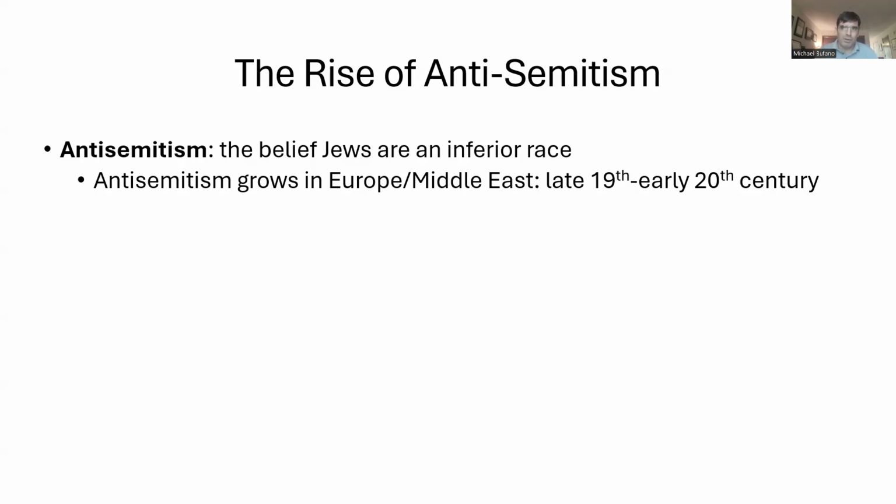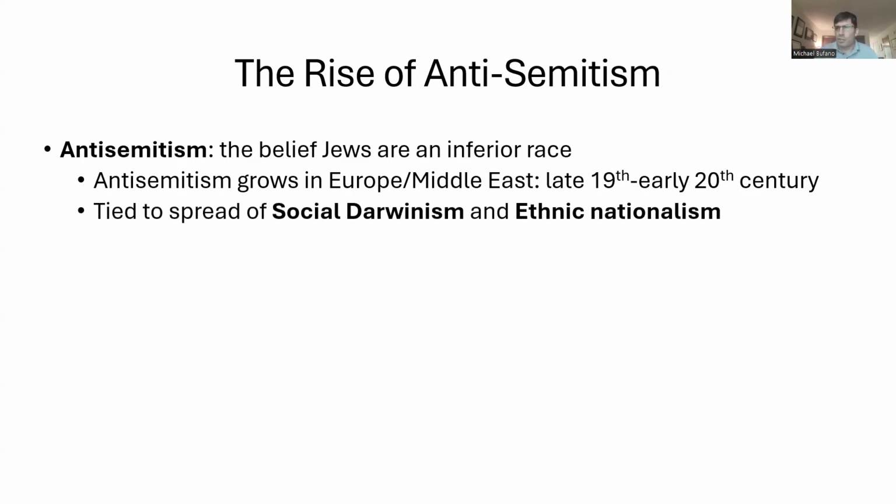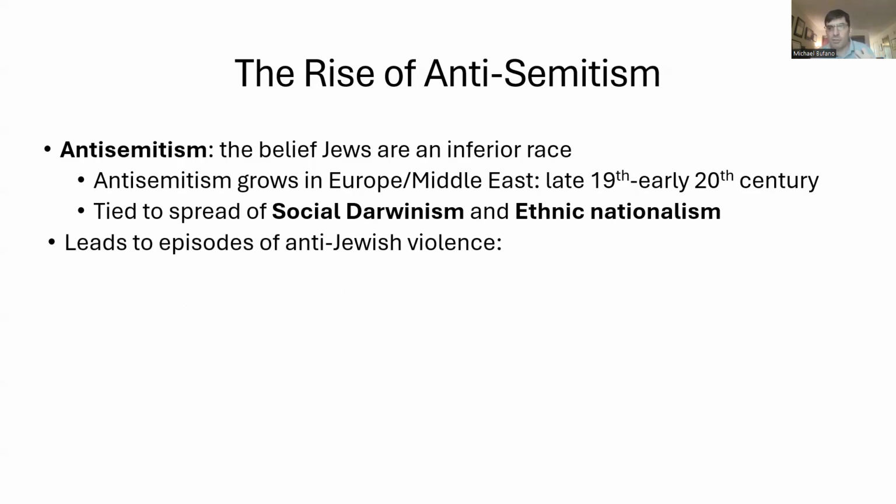So this was a time when there was a lot of religious and ethnic violence, not just against Jewish peoples, but against all sorts of other faiths and ethnicities. So very violent time in human history here that's going to culminate with two really terrible world wars. So this was tied to the spread of social Darwinism and ethnic nationalism in a really intricate way. And as a consequence, it's going to lead to some very well-known episodes of mass violence committed against Jews.